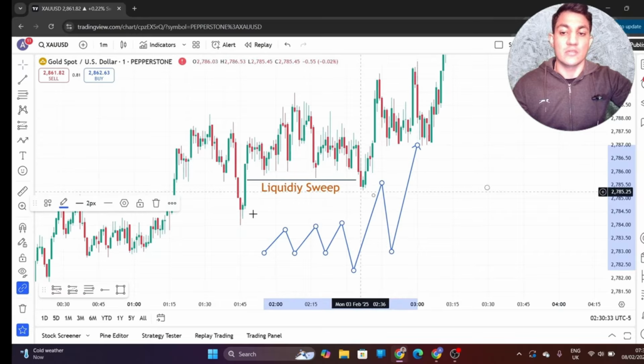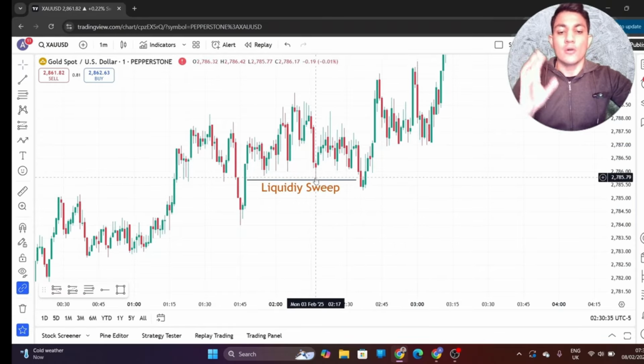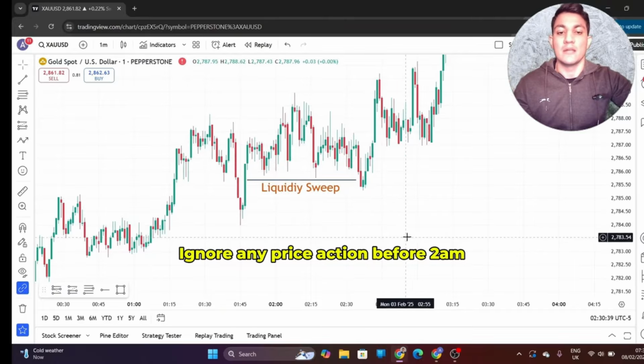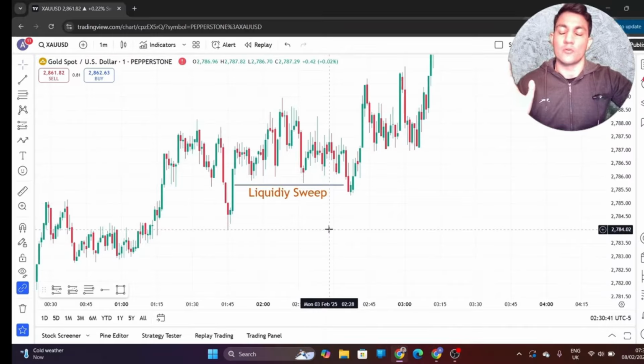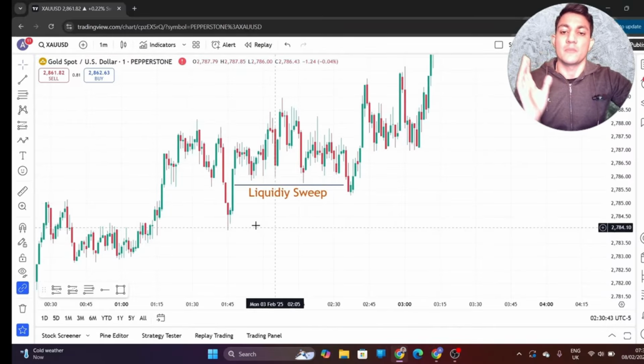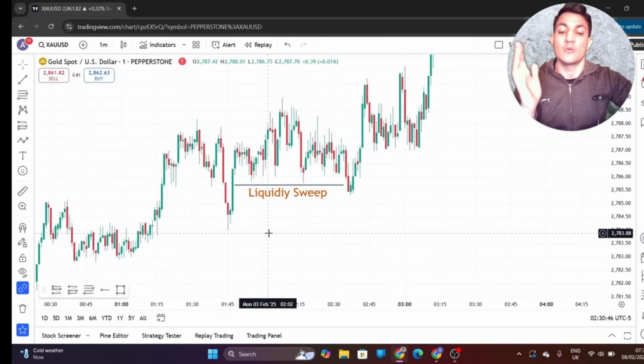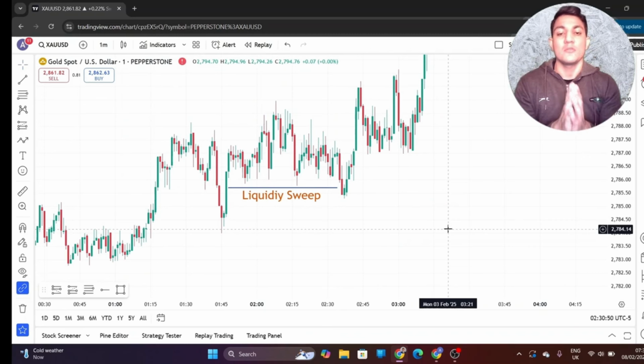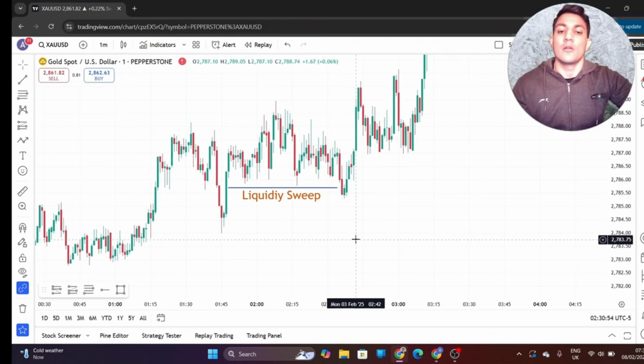So to trade London session, what you're going to do is just honestly ignore any price action before 2 a.m. I know you're going to miss some entries, but just ignore it. Your time is much better spent looking at price action from 2 a.m. onwards and then waiting for a liquidity sweep on the 1 minute or 5 minute chart. You can do it on the 15-minute chart, but if you do, you're going to get a lot less entries. But here we go.